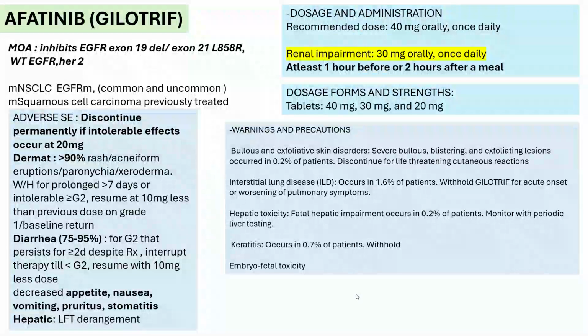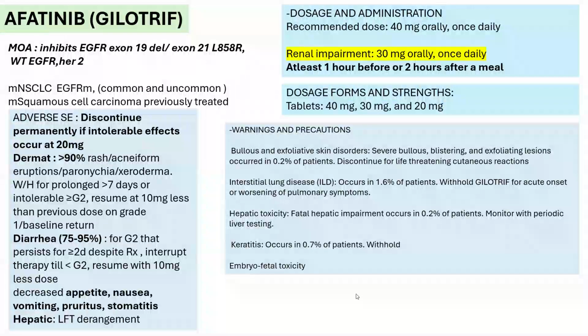Dermatological side effects in the case of afatinib, because of pan-HER inhibition, are more than 90%. And we often see afatinib patients having skin peeling, blisters, and paronychia. It is very common with afatinib. And diarrhea also, to the tune of 75 to 90%, 95%.